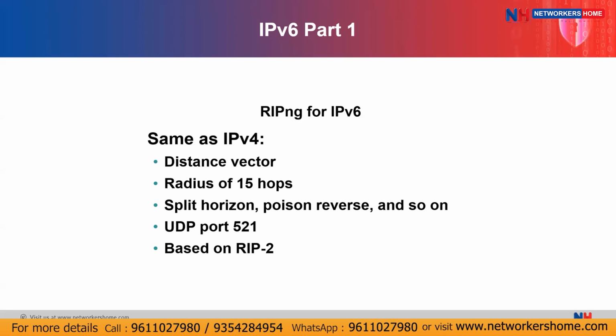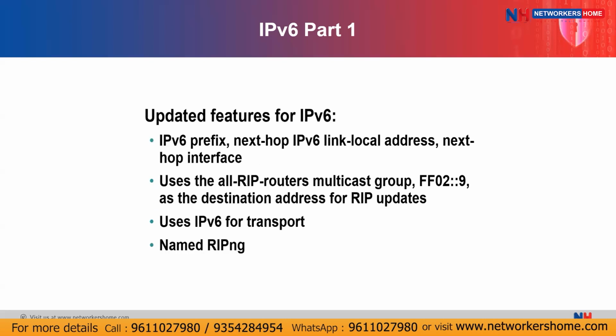And based on RIP version 2 means, we do not have any classful and classless mechanism in IP version 6, but it shares all topology information with the neighbor. That's why it is based upon RIP version 2. Update features of IP version 6: IP version 6 prefix, next hop, link local address, next hop interface address.